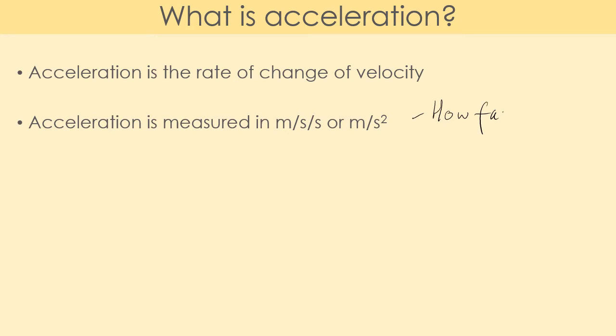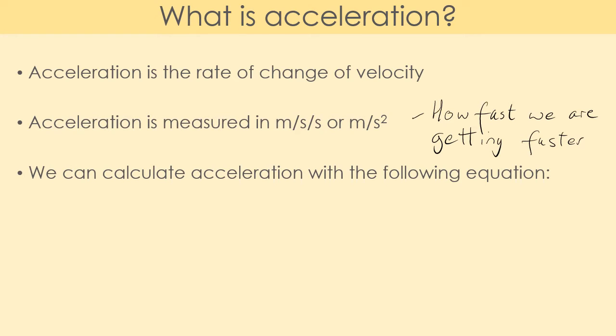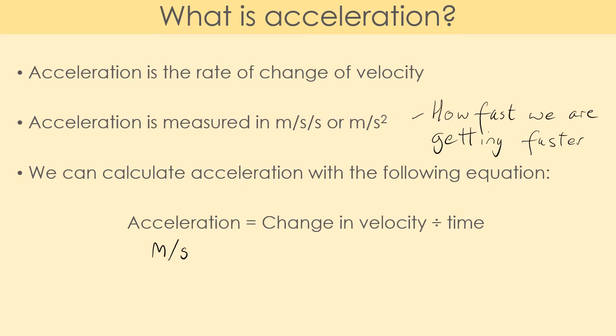Or it could be slower as well. We can have deceleration. That is still a form of acceleration. And remember, we can calculate acceleration with the following equation. Acceleration equals change in velocity divided by time. We need to make sure we always have our correct units as well. So this is meters per second per second. Our velocity is in meters per second, similar to speed, and our time is in seconds.